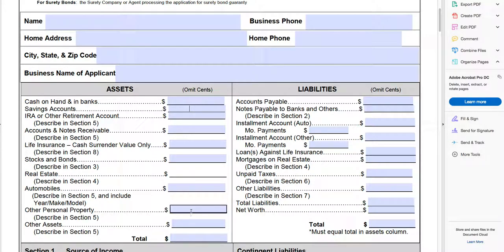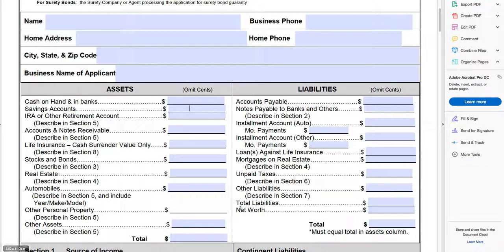The next is the other personal property. This is an estimate of jewelry, artwork, electronics, antiques, miscellaneous personal possessions. I had a client who had a 50K wine collection, and they would put that, that would be part of personal property.